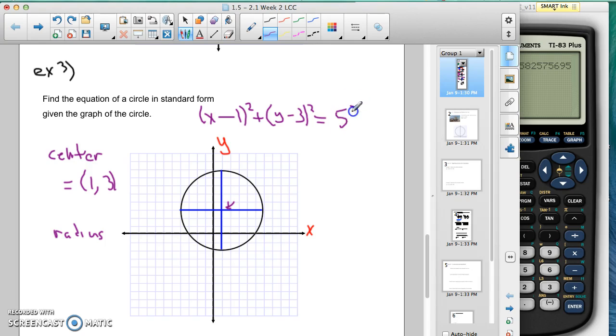Now in your assignment you're going to write that as 25. So to get the correct answer in the assignment, you're going to write x minus 1 squared plus y minus 3 squared, this is my mouse again, equals 25. So that would be my equation for that circle. Okay.